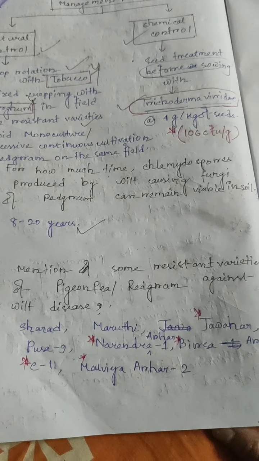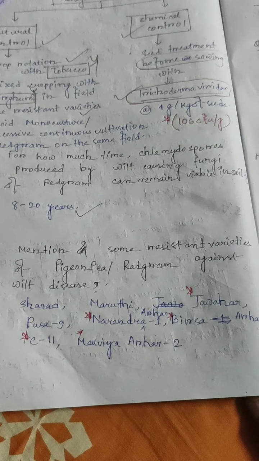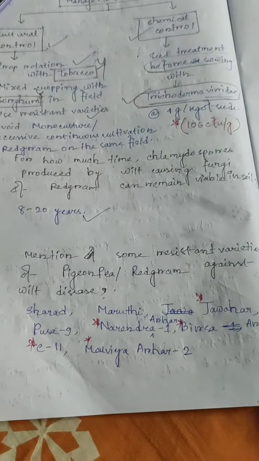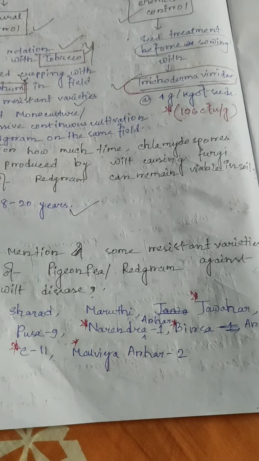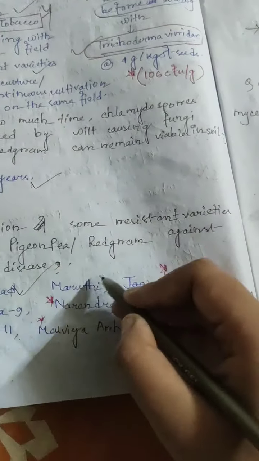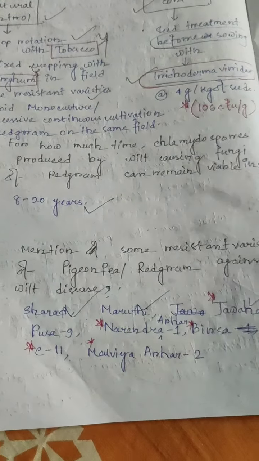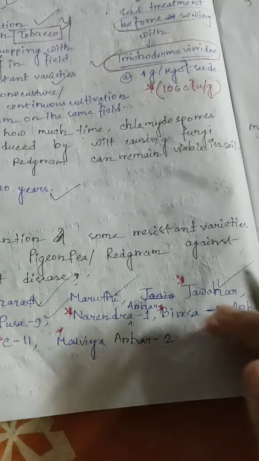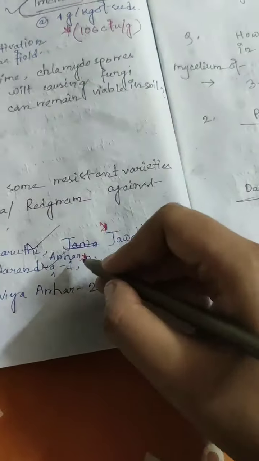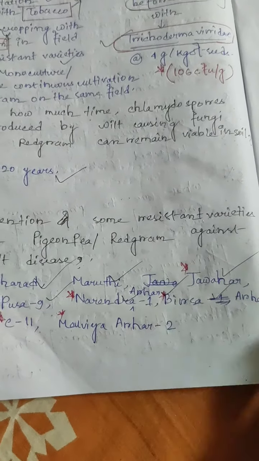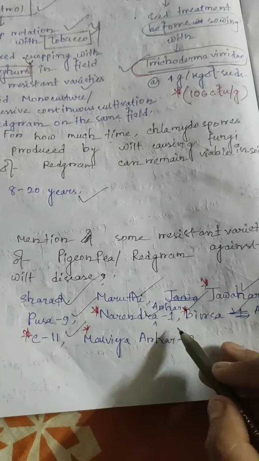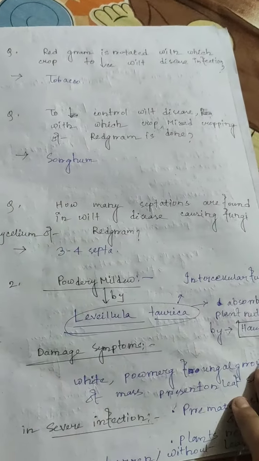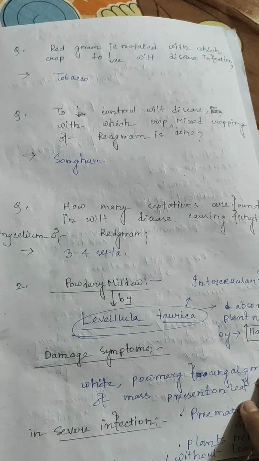Mention some resistant varieties of PGNP or red gram against wilt disease. The resistant varieties are Sharad, Maruti, Jawhar, Pusa 9, Narendra 1, Arhar, Birsa 1, Arhar 1, C11, Malviya Arhar 1. Red gram is rotated with which crop to reduce wilt disease infection?